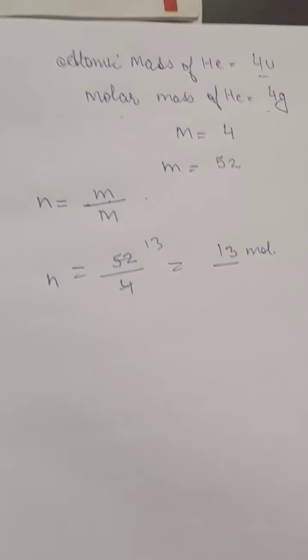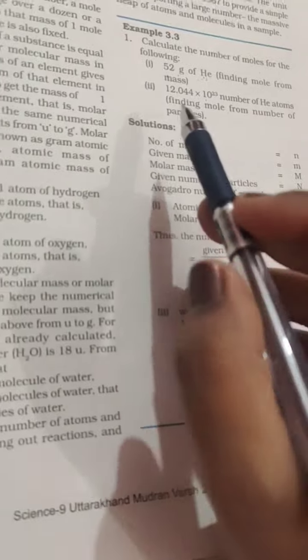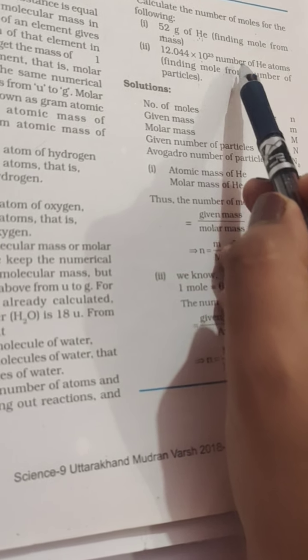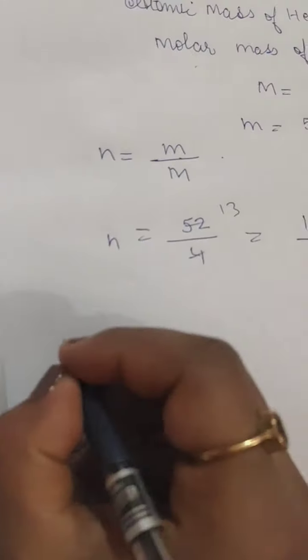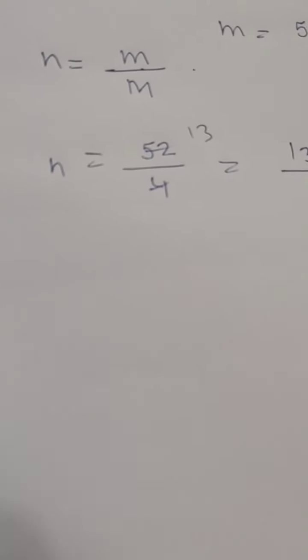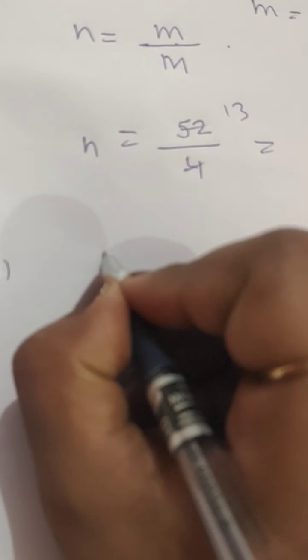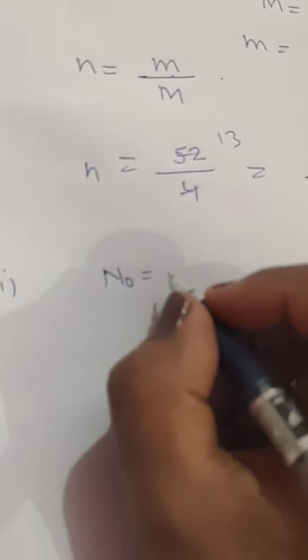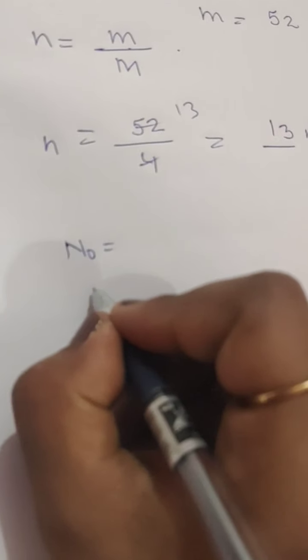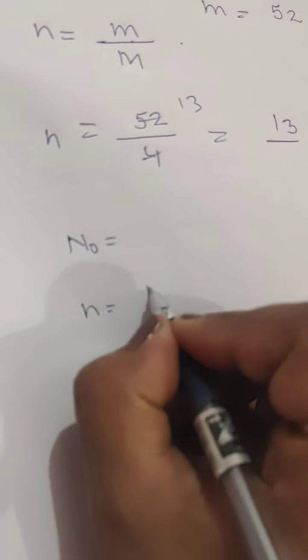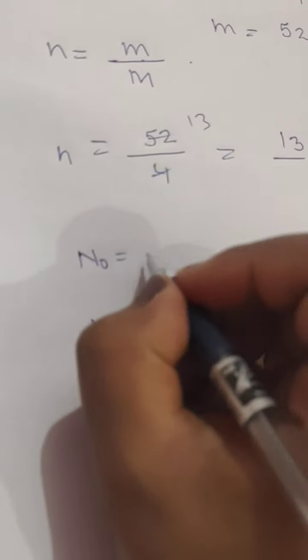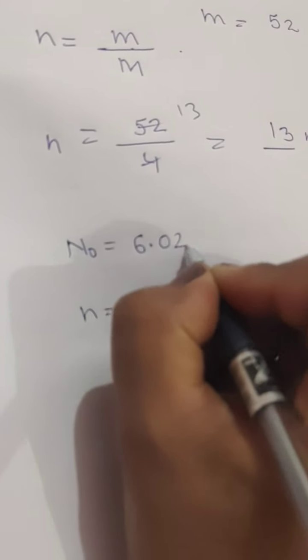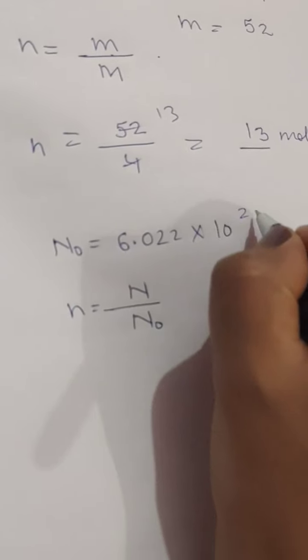So this is the first part. Now for the second part, we have been given a number of particles. How many moles will be there in this number? So again we'll use the next formula. Now we know that the value of 1 mole, or Avogadro's number, is constant. First we'll write the formula: n equals N upon N naught, and here N naught is fixed at 6.022 into 10 to the power 23.